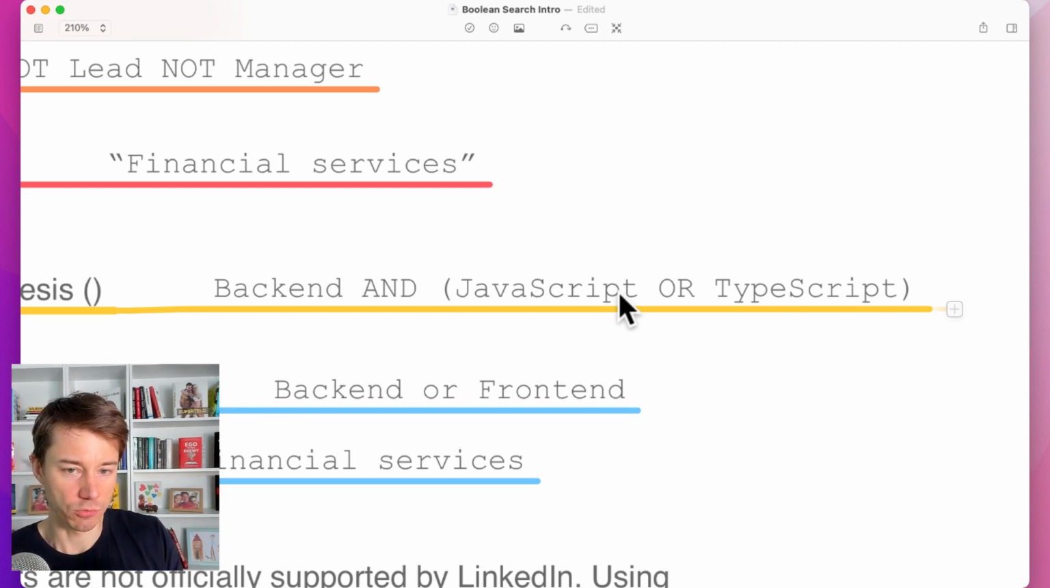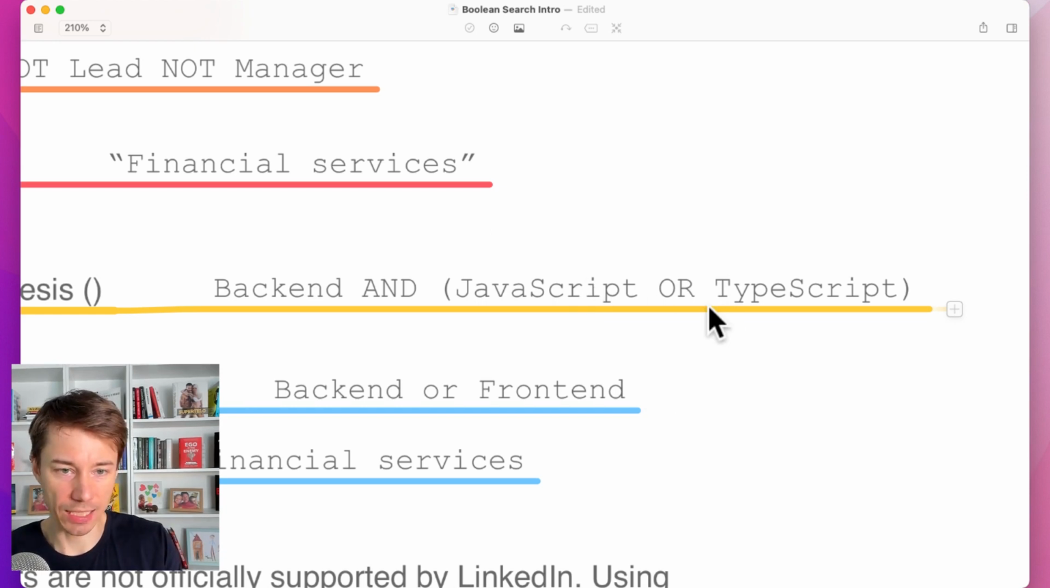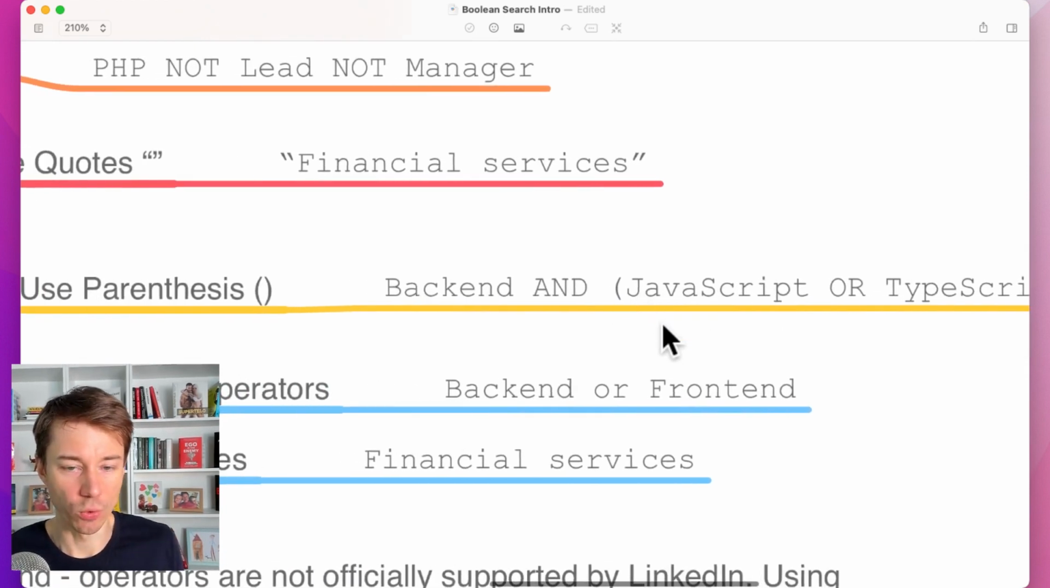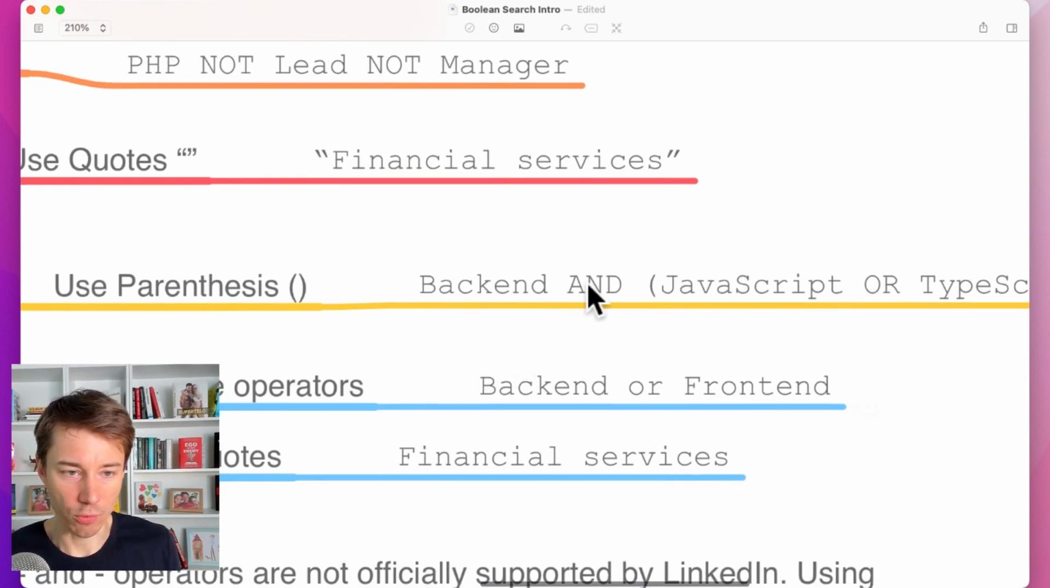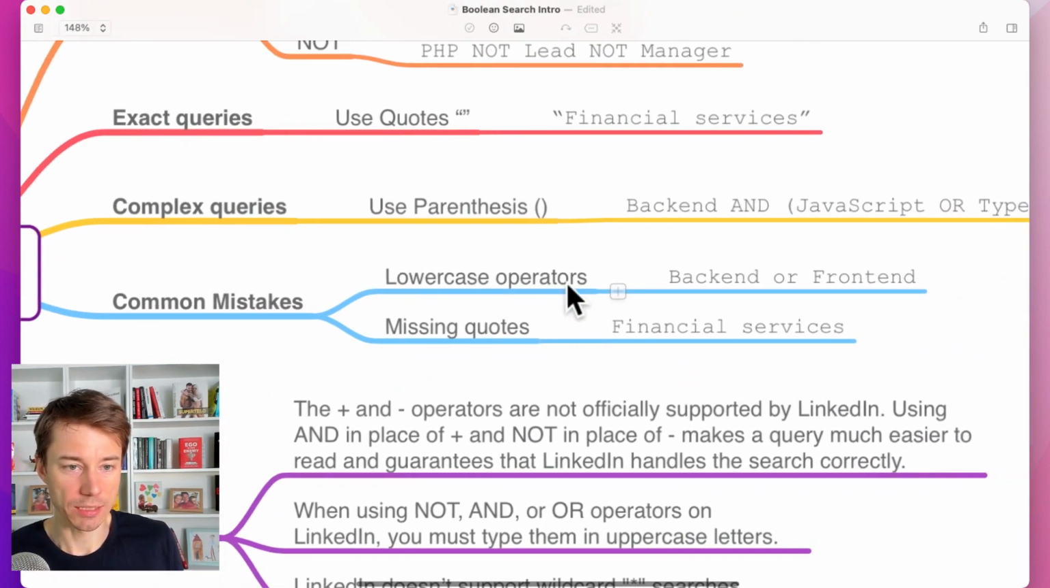So you type JavaScript or TypeScript and backend. So essentially you are looking for backend developers who used either JavaScript or TypeScript. So at first the Boolean part inside those parentheses will be evaluated, and then it merges with the part that is outside. Okay, two common mistakes.